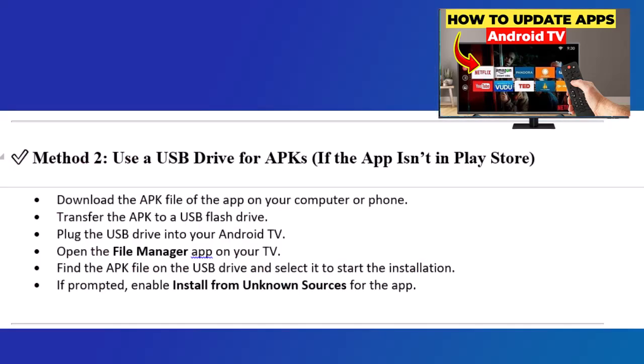Step 2. Use a USB drive for APKs if the app isn't in Play Store. Download the APK file of the app on your computer or phone. Transfer the APK to a USB flash drive. Plug the USB drive into your Android TV. Open the File Manager app on your TV. Find the APK file on the USB drive and select it to start the installation. If prompted, enable Install from unknown sources for the app.